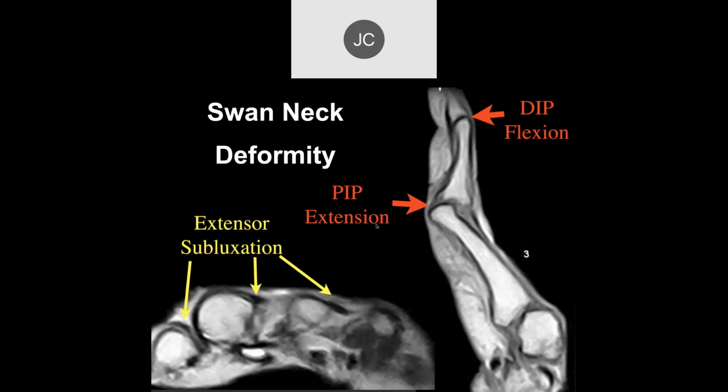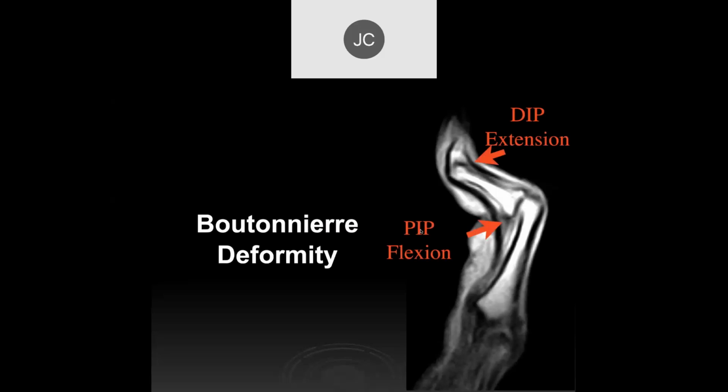So the kind of deformity depends on which of the supporting structures are torn due to the chronic inflammation. And then here's another example of the flexion proximally, extension distally, probably an A2 pulley tear, and boutonniere deformity in rheumatoid arthritis.